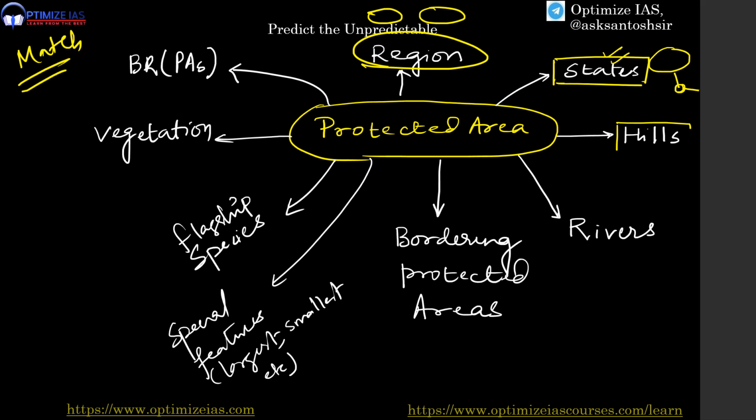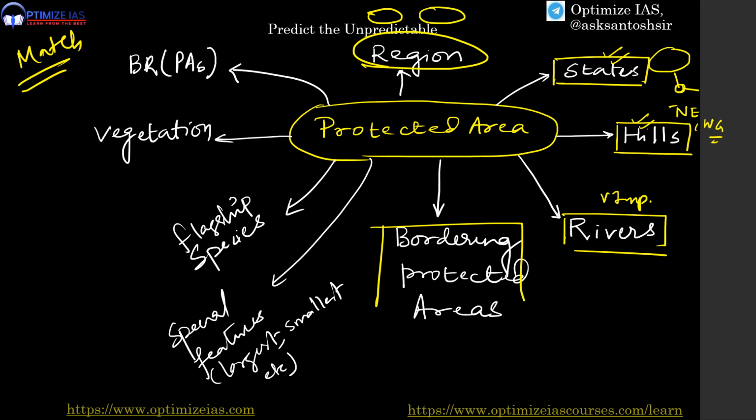Next, they are going to ask you questions regarding hills. Which hills are there in that protected area? This is very, very important, particularly in the northeast and in the Western Ghats. Very, very important. Next, they are asking you rivers. Which are the rivers which are flowing from the protected area? Very important.